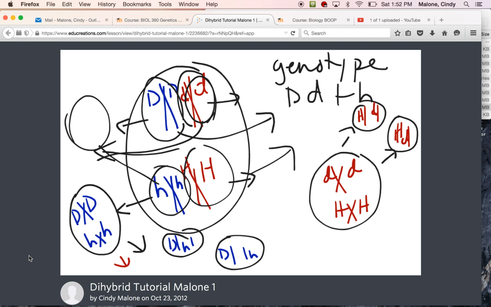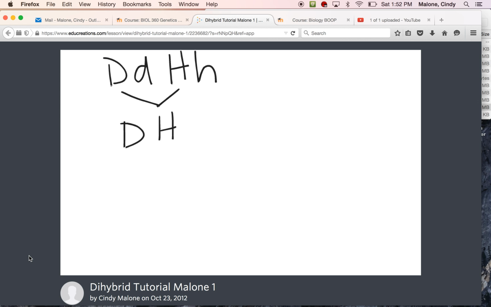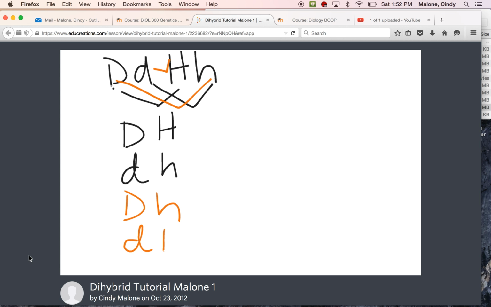So if we think about all the possible ways these could combine together, if we had big D, little d, big H, little h, we can have the big D, big H come together, we can have the little d, little h come together, we could have the big D, little h come together, or the little d and the big H come together. 4 different types of gametes that can be made from this heterozygote.